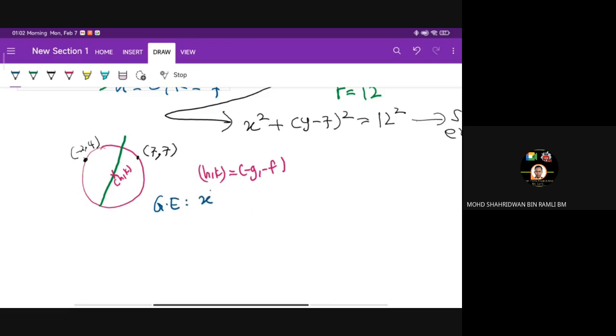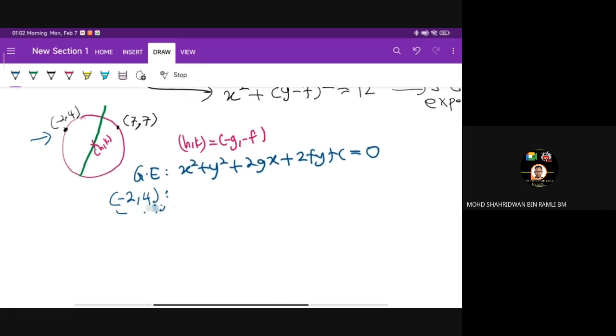By using the general equation, x squared plus y squared plus 2gx plus 2fy plus c equals 0. We know that the first point, negative 2, 4, lies on this circle, so we can substitute it into this general equation. It will be negative 2 squared plus 4 squared plus 2g(negative 2) plus 2f(4) plus c equals 0. Okay, simple.